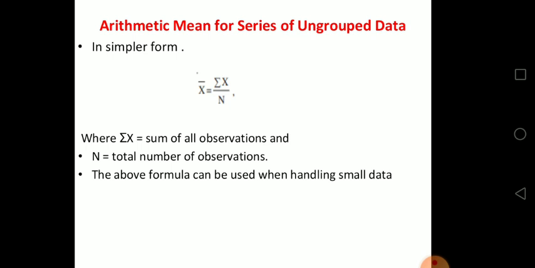Now this formula is best used when handling small data. Of course, you could use it when handling large data, but the challenge is that the work looks more tedious. It is very stressful when you use this formula for large data.